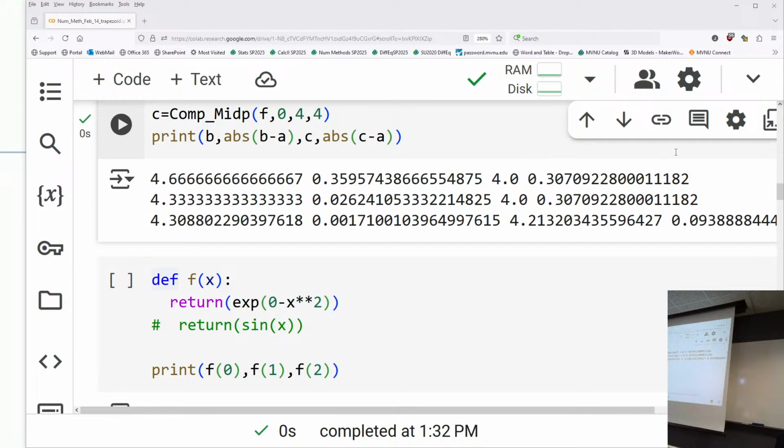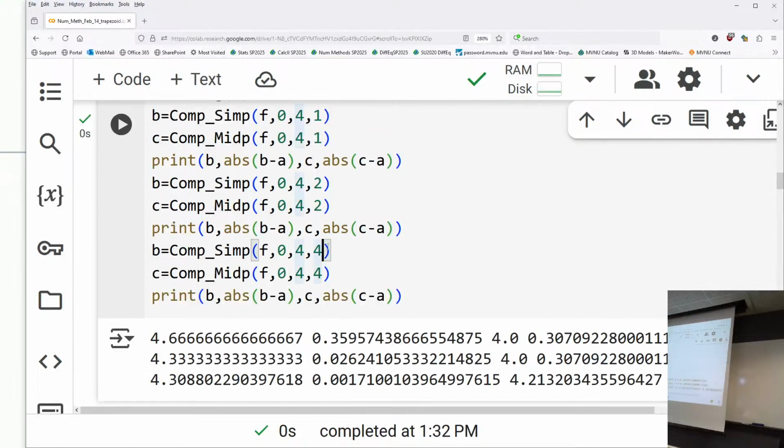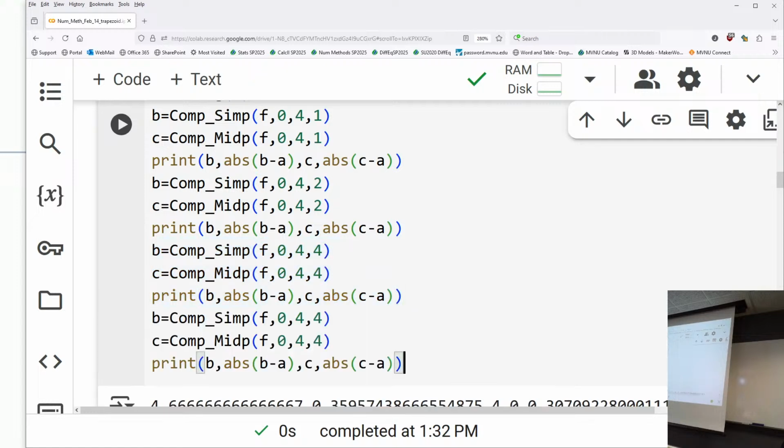Let's see how this compares with our actual computations. Give me a sec to do this. I'll make a new line. The way I'm doing this is not very efficient, but I don't care. This time we're going to do Simpson's rule 8 times, and the midpoint rule 123 times. Let's see how close we are.